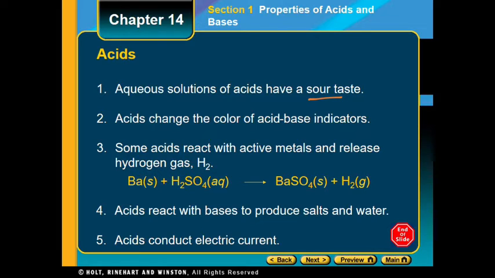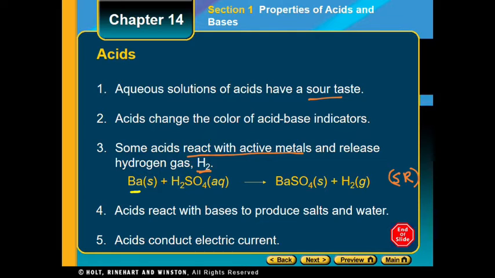The third one, some acids react with active metals and release hydrogen gas. If you remember back when you were doing types of reactions, this one is a single replacement reaction. And we have what I call a free element. I'm going to do some underlining as we go. The free element in this case is barium, wants to replace something in sulfuric acid. The free element has to be more active than what it replaces.